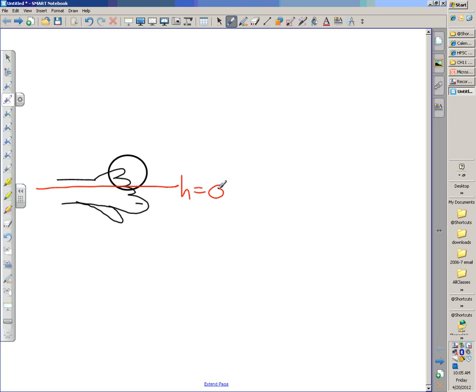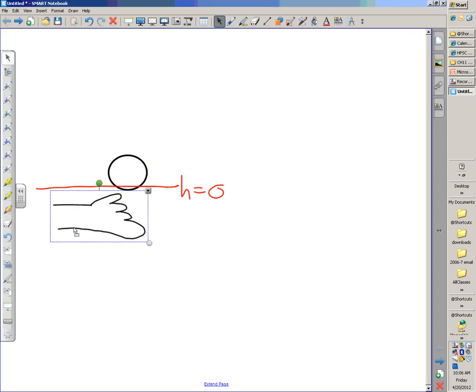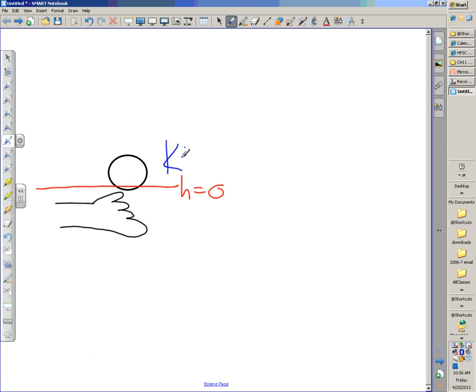But what is it doing right when it leaves my hand? It's moving. Ooh, make it stop. No, wrong one. Come on.